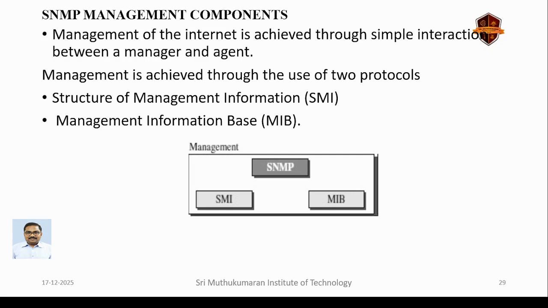Now you can see the SNMP management components. Here we can see that the management is achieved through two protocols, the structure of management information and the management information base. Now, a small recap of what we have seen till now. First we saw the basic definition of the network and various characteristics of networks, then the components of the network, and then the various topologies of networks. After the types of topologies, we saw the line configuration or connectivity, and now we have seen the various protocols used in the application layer.